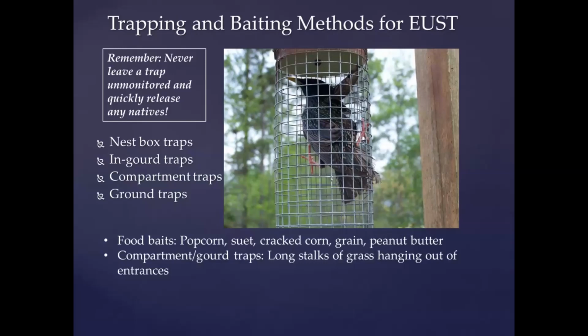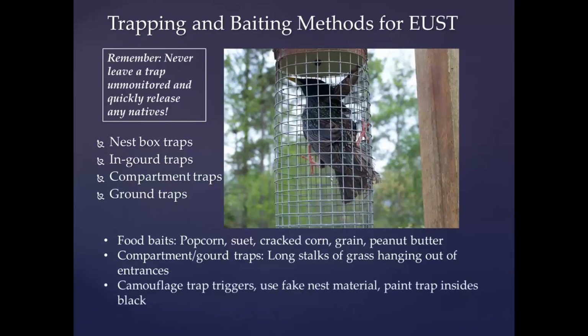So for compartment or gourd traps, something that I've personally found helpful when I'm trying to trap a Starling is if I put long stalks of grass hanging out of the entrance, it makes them think that another bird is nesting there or has nested there in the past, and it makes them more likely to check out that trap. So just a little tip I found that helps. Again, your mileage may vary, but this is something that works for me.